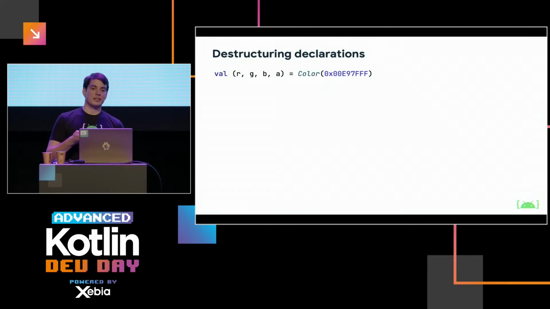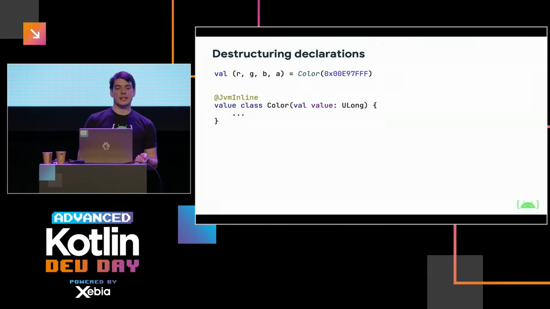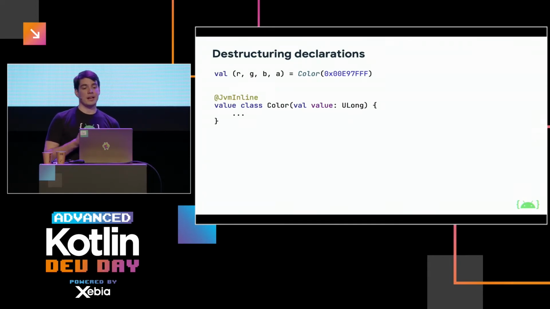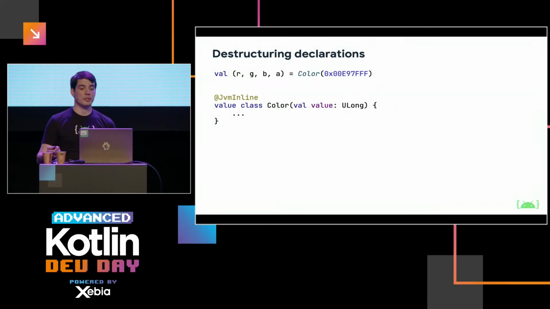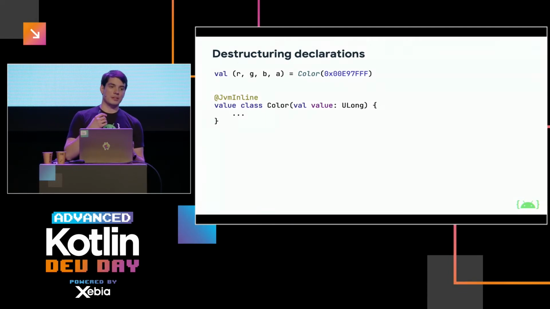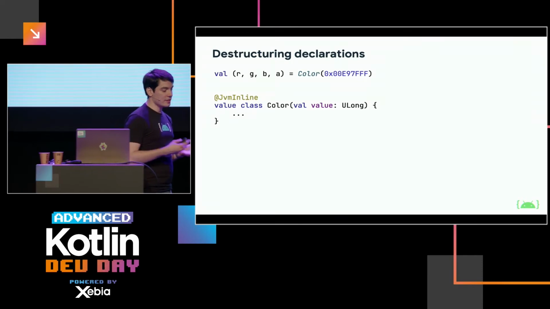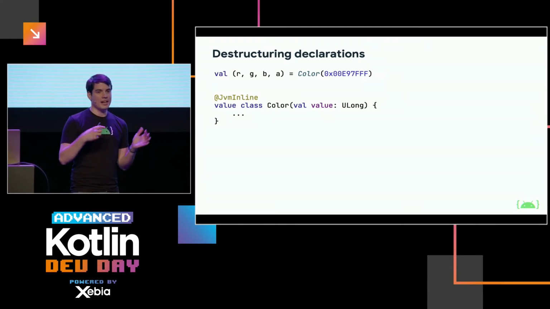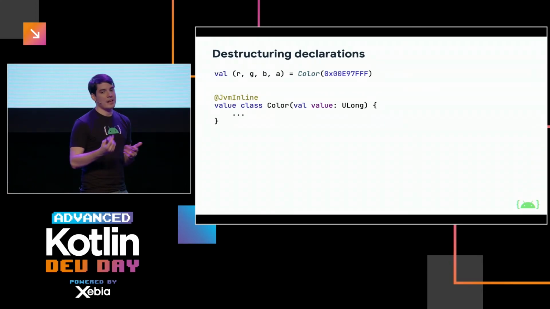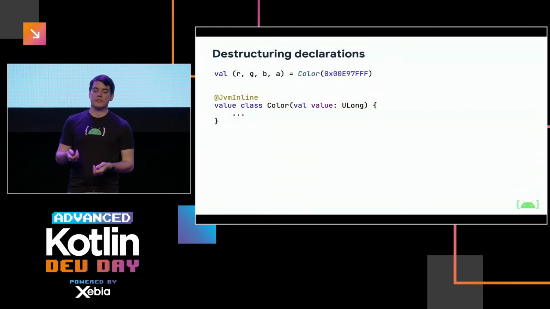If we take a look at the declaration of color, we'll see that it's actually an inline class, and it wraps a single unsigned long value, which is very nice for performance, because at runtime, any color object that you create is only going to be a primitive value, which is very performant. But the great thing about inline classes is that they are still classes, which means that they can still have functions and properties inside them, as long as you don't need to store any additional values other than that single one that you are wrapping.